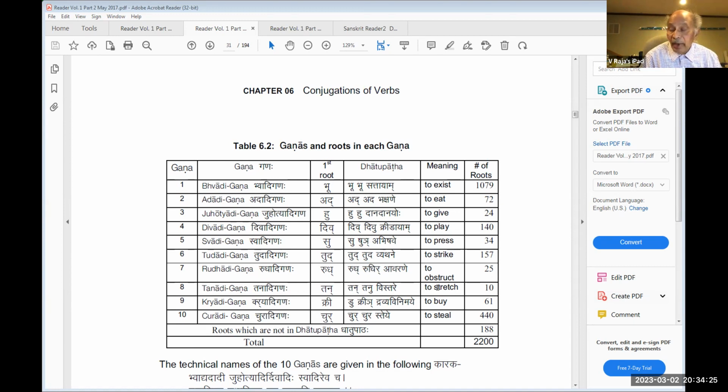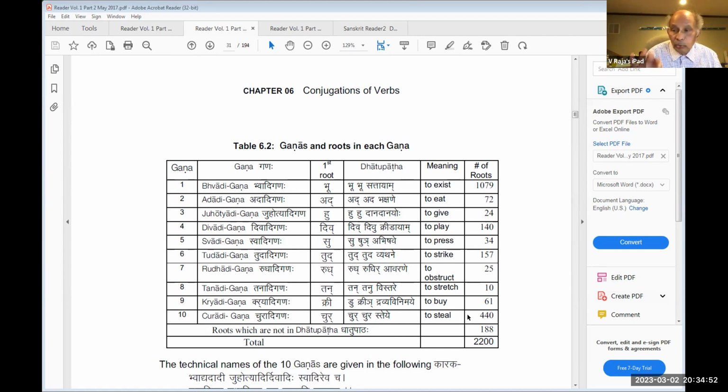Then when you expand, you don't have space, so you buy it. This is called Kri, to buy. Krinati means to buy. And if you can't buy it, you steal it, chora. So Panini took human existence and divided it into groups, and he put all the roots in them.